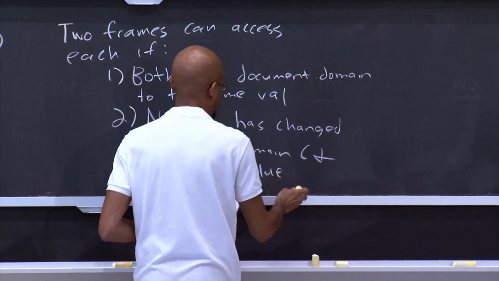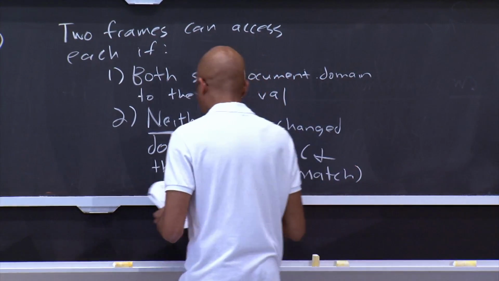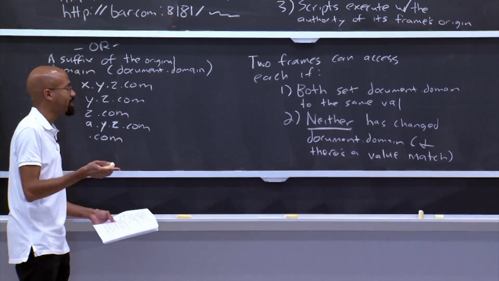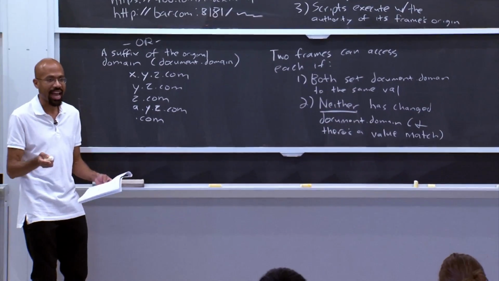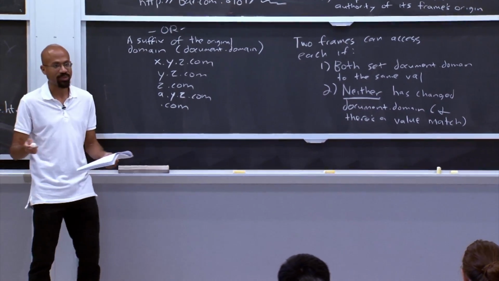So the reason for this is a bit subtle. But the basic idea is that these two rules prevent a domain from being attacked by one of its own buggy or malicious subdomains. Okay?